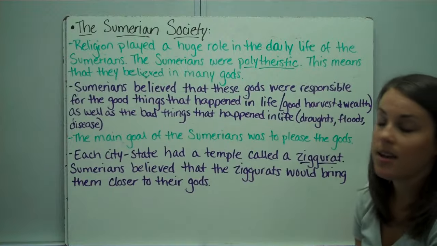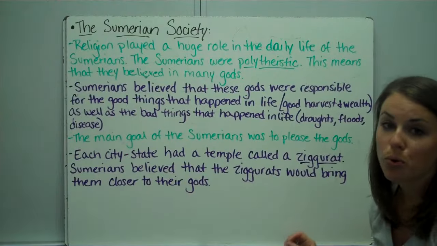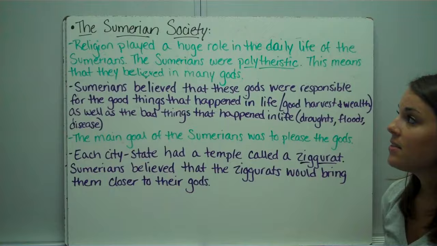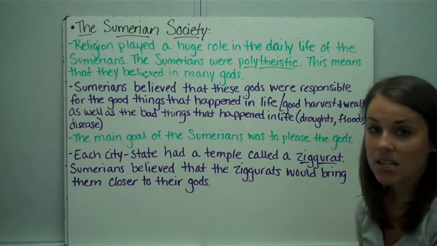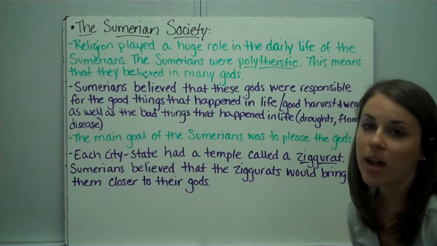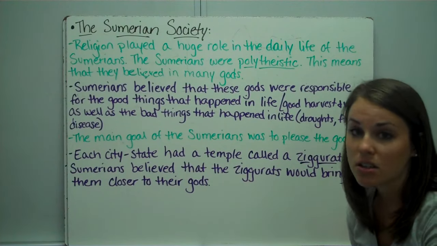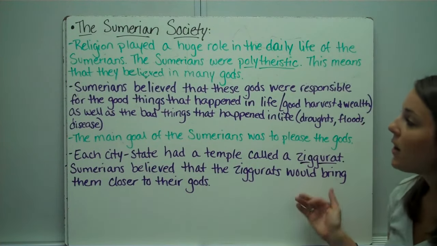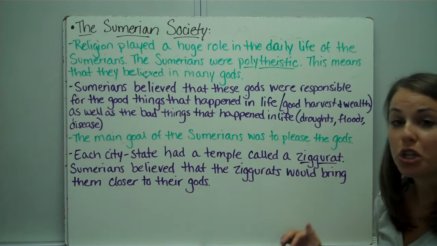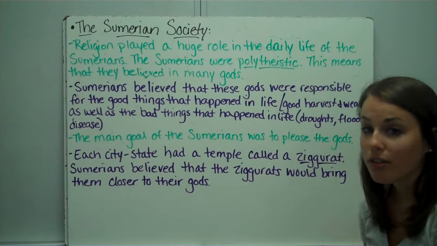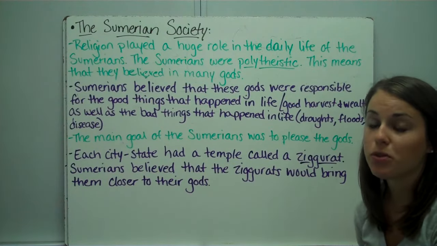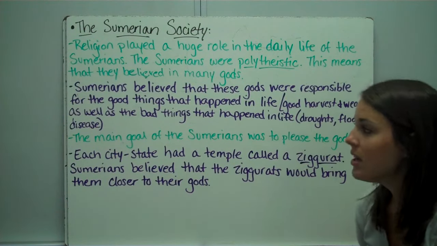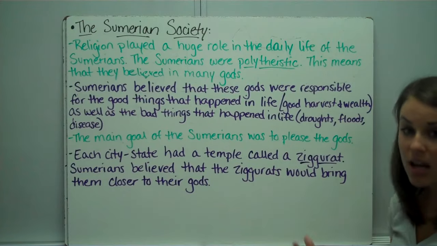The Sumerian society. Religion played a huge role in the daily lives of Sumerians. The Sumerians were polytheistic. This means that they believed in many gods. For instance, they had a sun god, they would have a moon god, they would have a goddess of war. Sumerians believed that these gods were responsible for the good things in life, like a good harvest or wealth, and they also believed that they were responsible for the bad things in life, like drought, illness, disease, or floods.